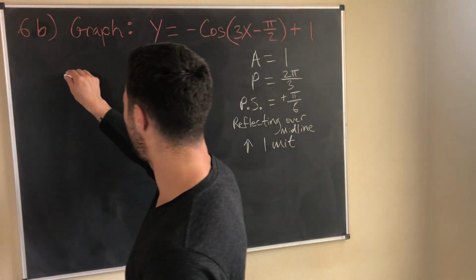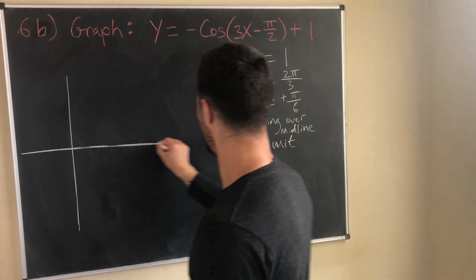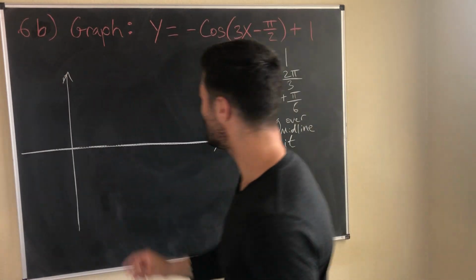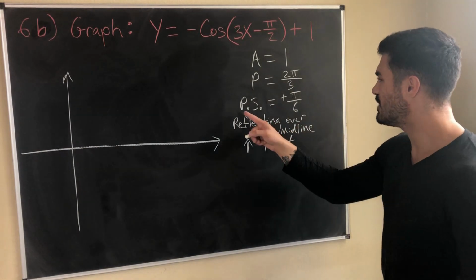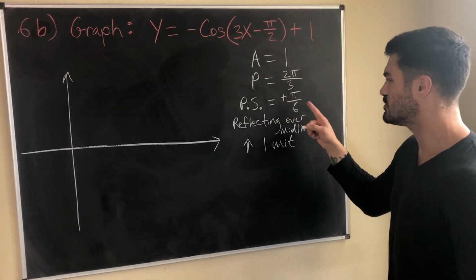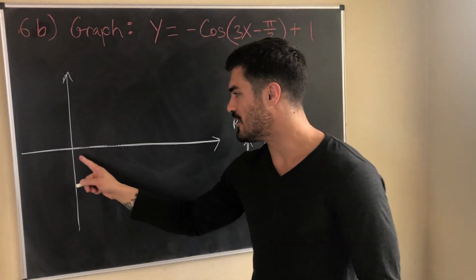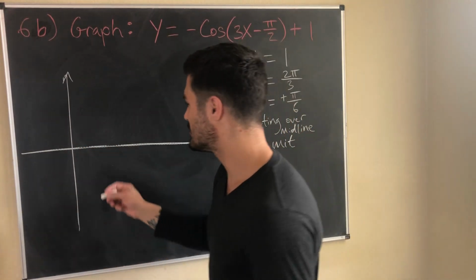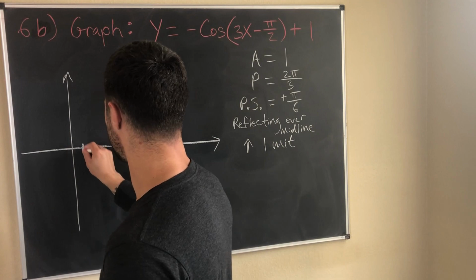So let's see how bad this graph is going to look. Whoa. Not bad. Okay, so let's graph this thing. We got our first point, and that's dependent on our phase shift here. We're shifting to the right by pi over 6. So that means our first point, instead of being at 0 like it normally is, is going to be at pi over 6 here. So I'm going to write this here.